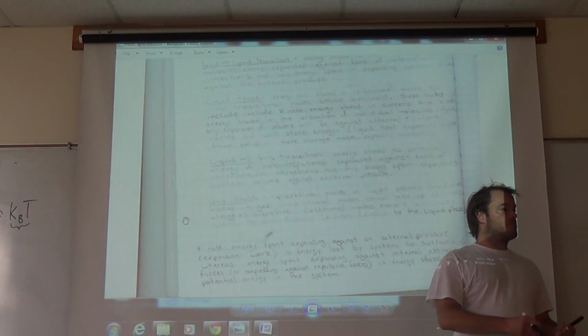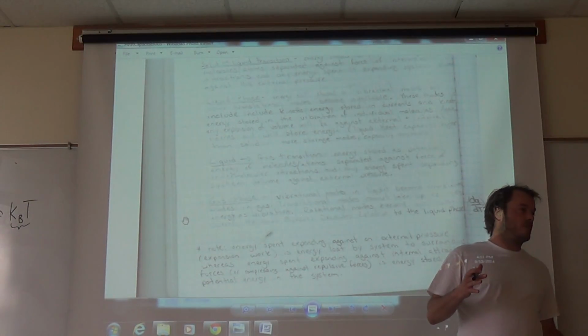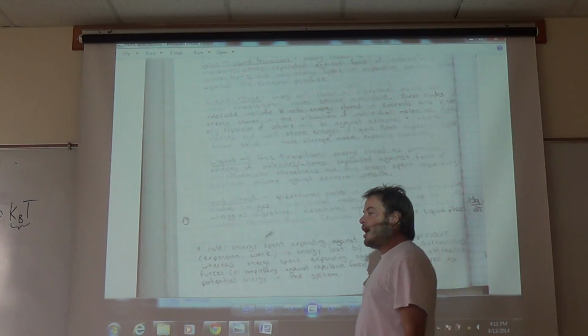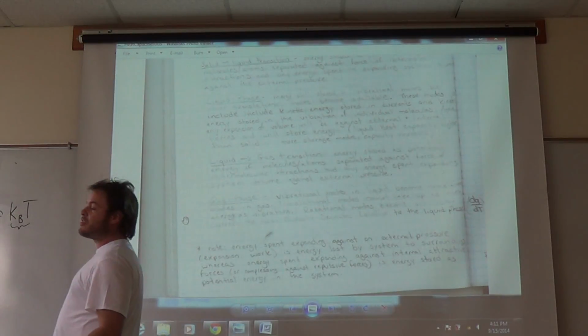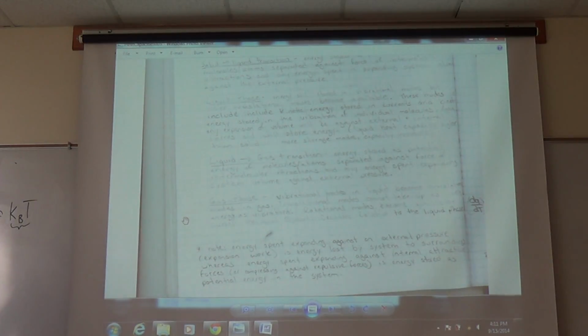However, if we expand against an internal pressure, against those internal forces, in that case we do consider the energy to still be contained within the system because it's energy that's acting between the molecules in the system. So you need to know that certain types of energy spent in expansion stay with the system, and other types of energy spent in expansion leave the system.